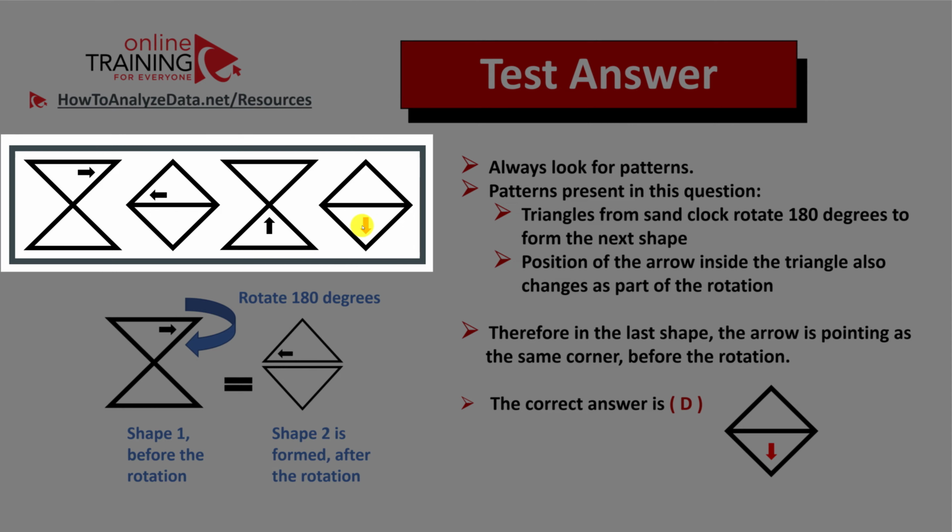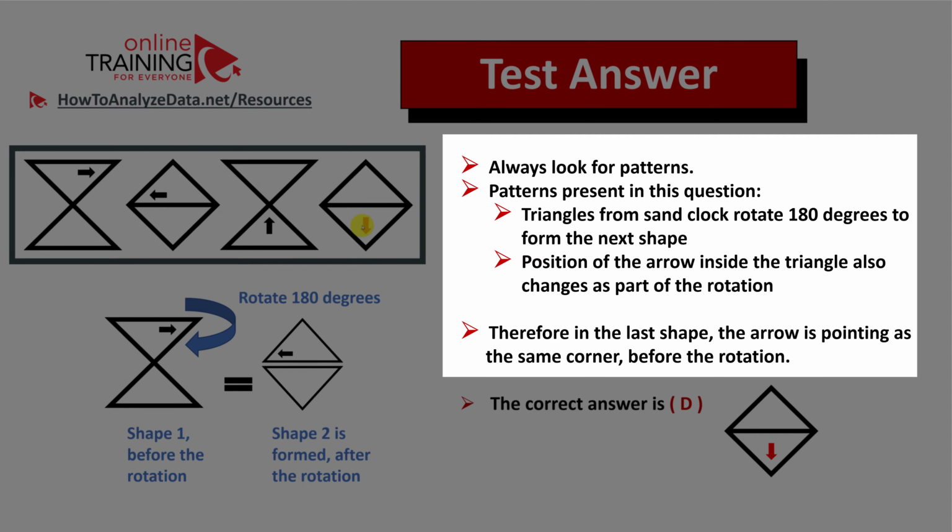Let's recap. Always look for patterns. Patterns presented in this question consist of 2 items. Triangles from the sand clock rotate 180 degrees to the next shape, and position of the arrow is determined based on the rotation. This is why the next shape will be the one with the arrow pointing at the same corner as it was before the rotation.